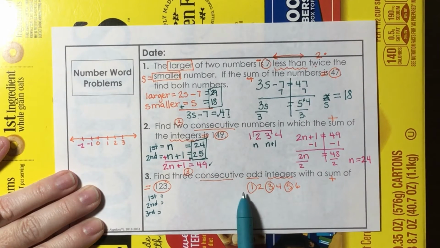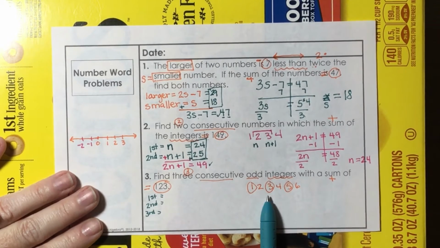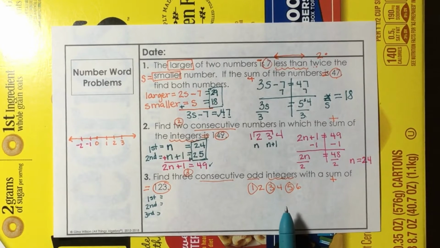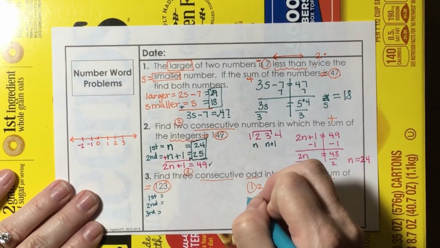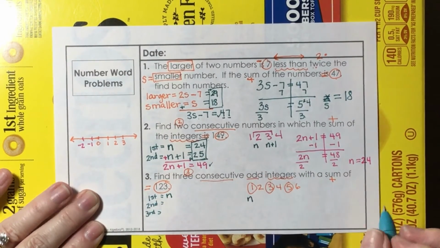So I can call any one of these the variable. I'm going to use n again. It doesn't matter if I start here, here, or here. The equation will look different. I'm going to make 1 the n once again. The first number will be the n.